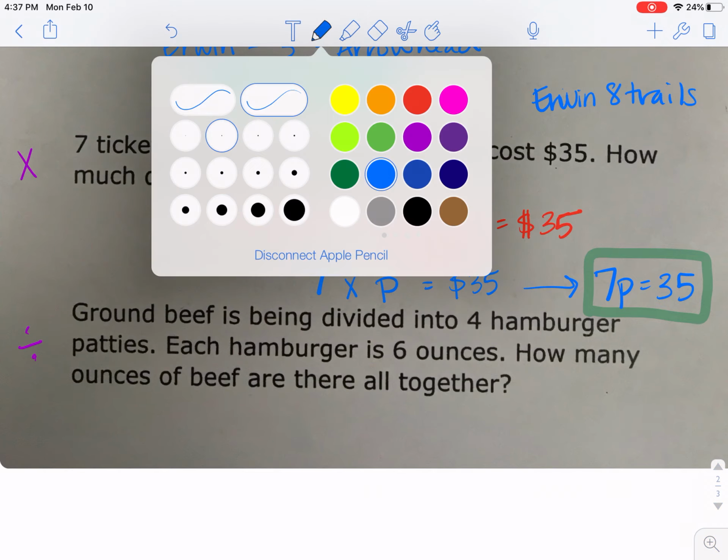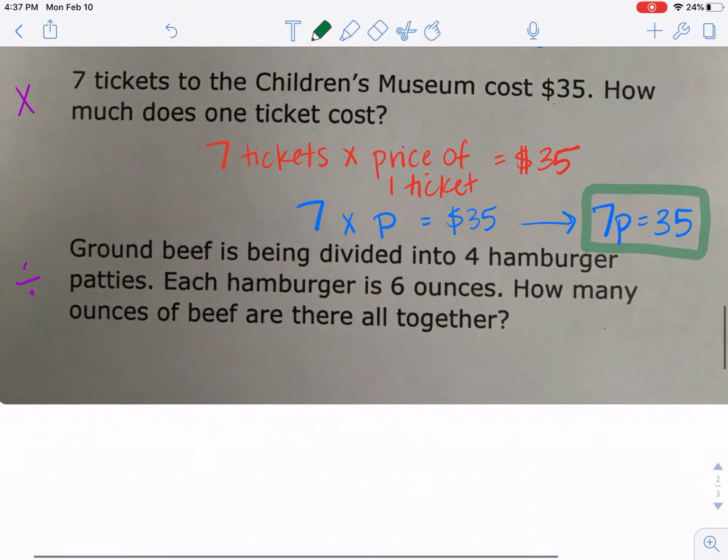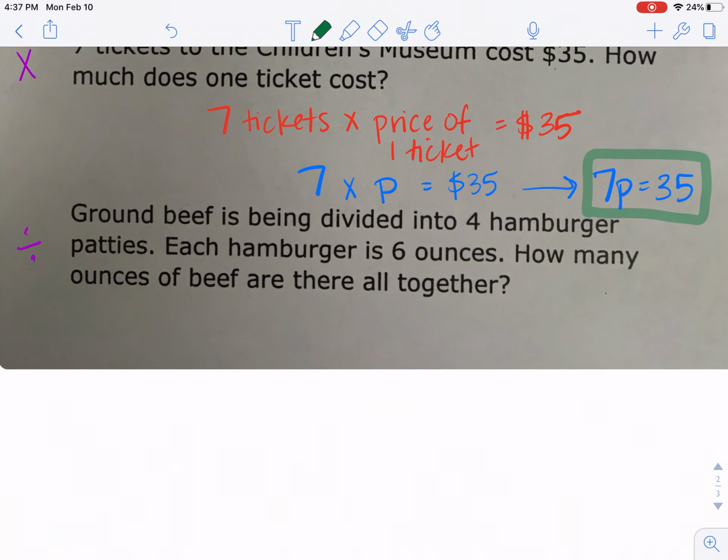All right, and then for our last one, ground beef is being divided into 4 hamburger patties. Each hamburger patty is 6 ounces. How many ounces of beef are there all together? So I have ground beef being divided into 4 patties. And each hamburger is 6 ounces.